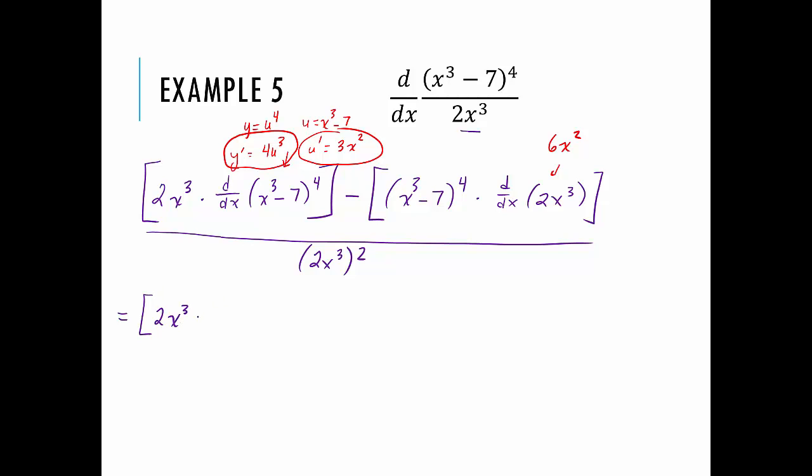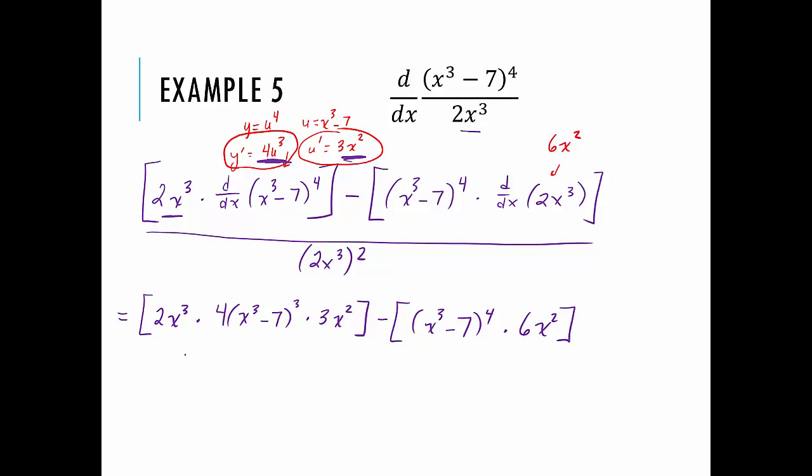2x cubed times 4u, which is x cubed minus 7 to the third power, times 3x squared. So that's just these two pieces multiplied by that, minus x cubed minus 7 to the fourth times this derivative, 6x squared, and then all over 2x cubed squared.